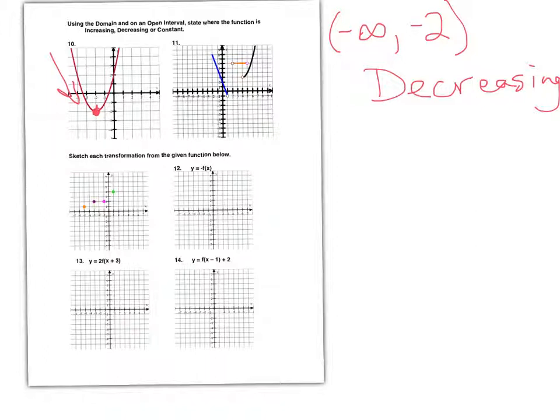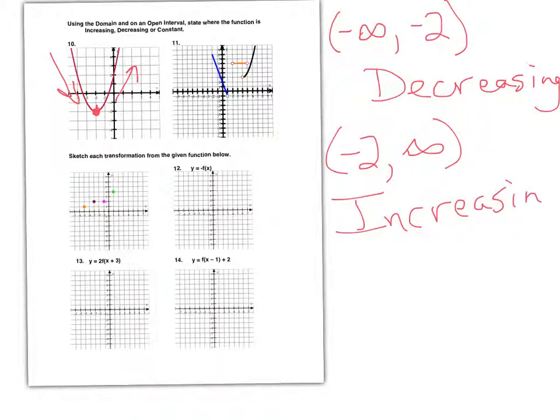It's decreasing. So if we look at the rest of it, from -2 up into positive infinity, our y values are increasing. So we say that from -2 to positive infinity, this function is increasing. So try number 11 on your own.